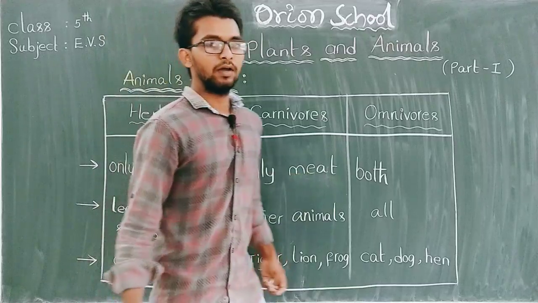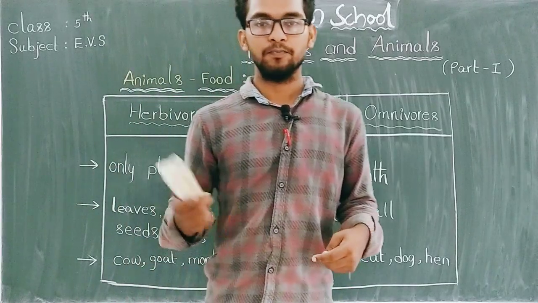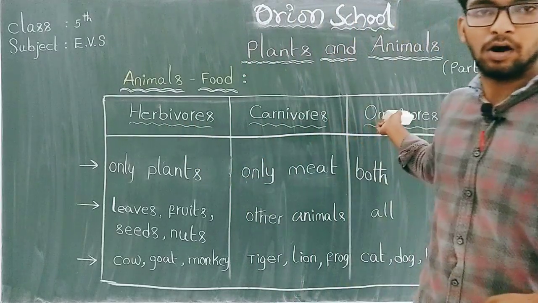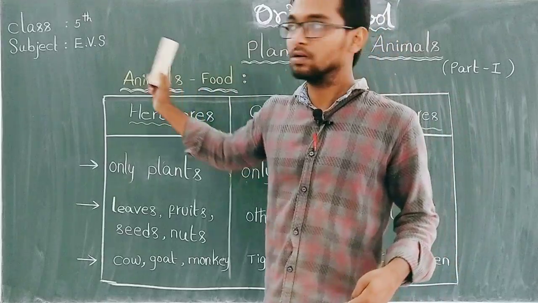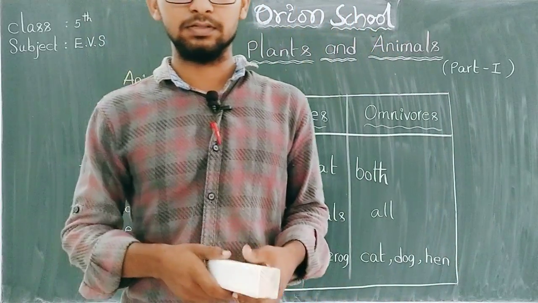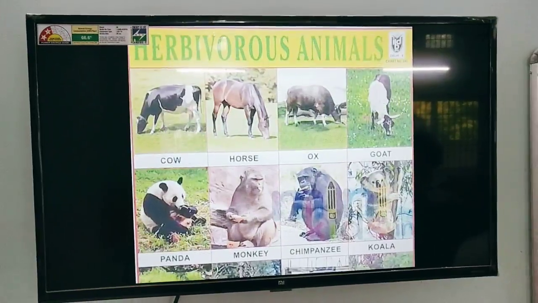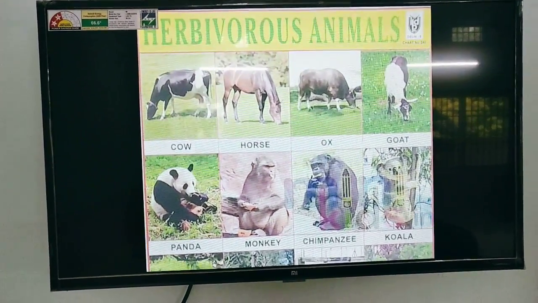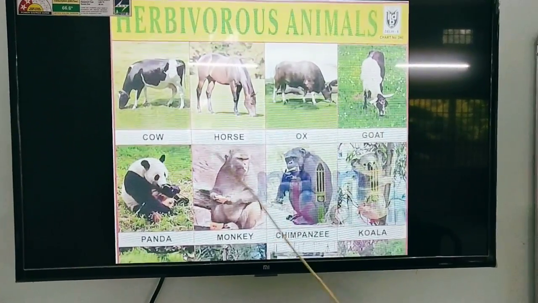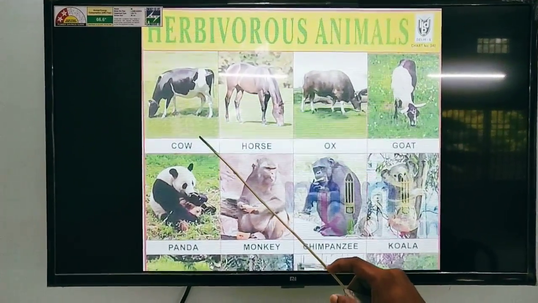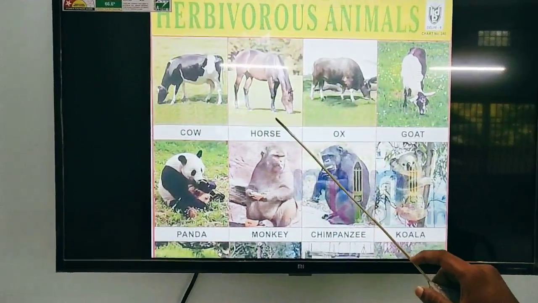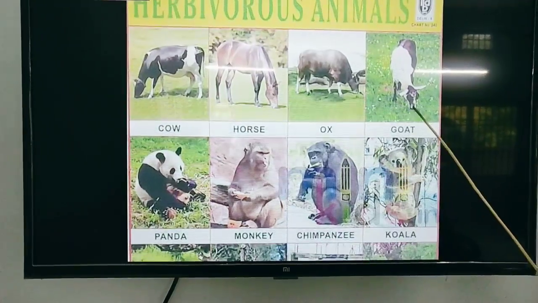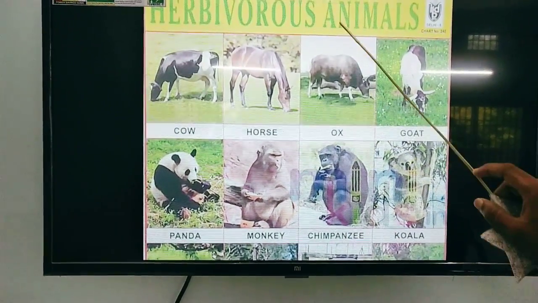So I'm going to show you some more examples of animals which are herbivores and which are carnivores and which are omnivores. So let us have some examples, right? So here you can see some animals. So this is a cow. It is eating grass, right? In the same way here, horse and ox, goat, right? These are the examples of herbivores.